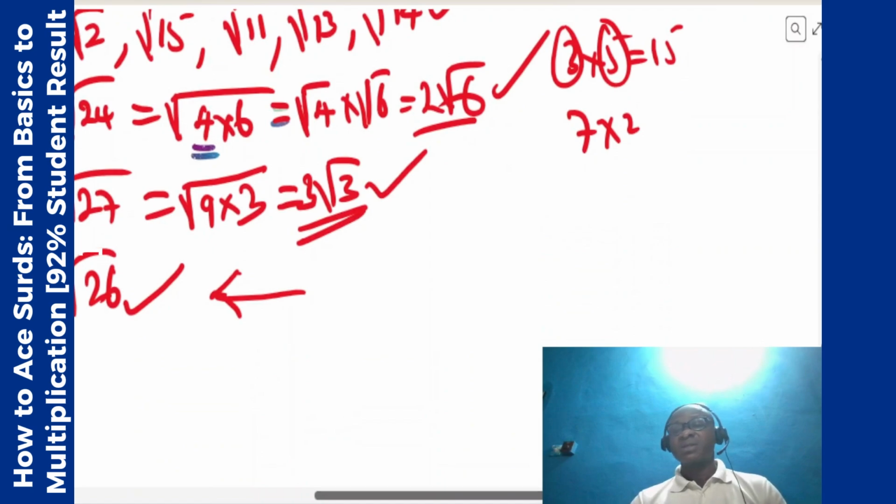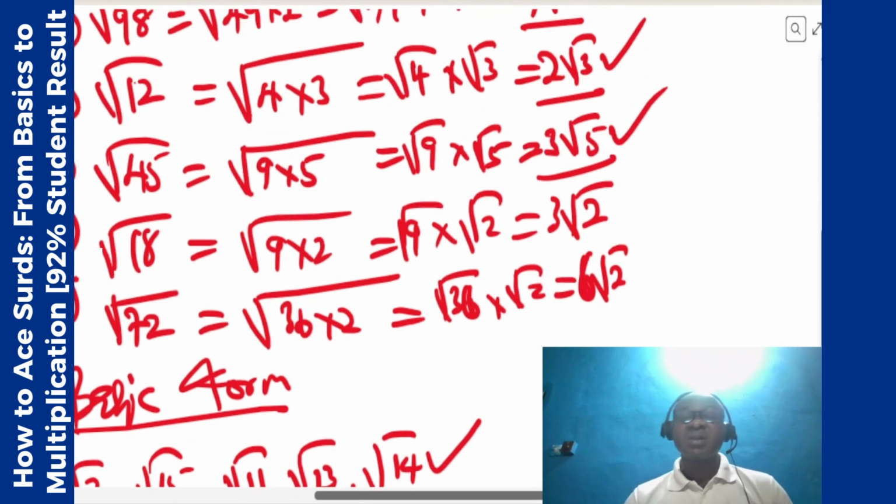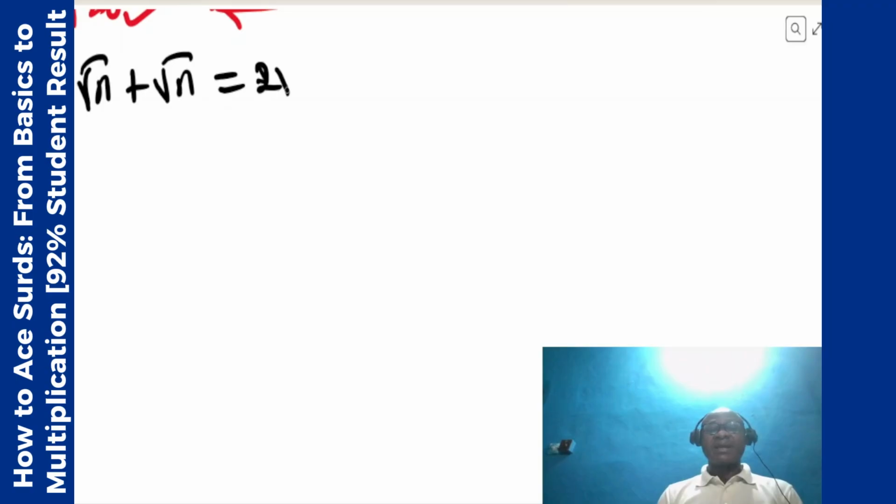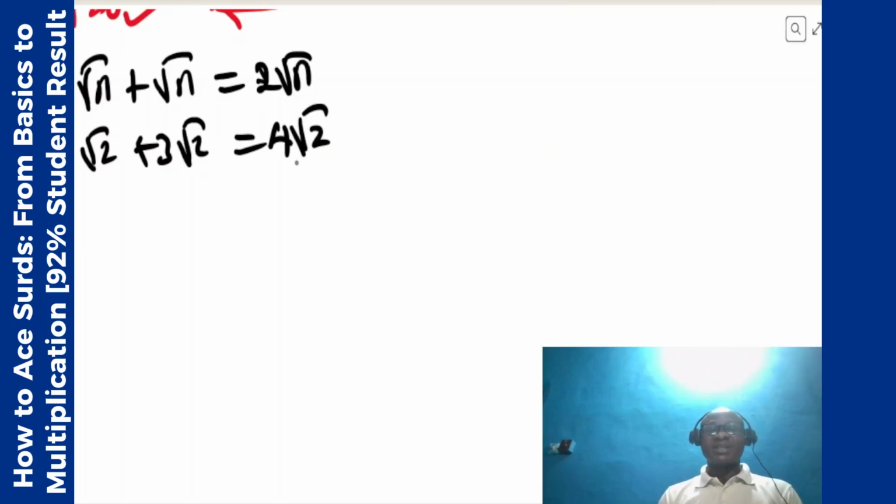All right. So I will allow you to put anything necessary down before we move on. Square root of n plus square root of n, you can add them and get 2 root n. If I give you square root of 2 plus 3 root 2, you can add them and get 4 root 2.